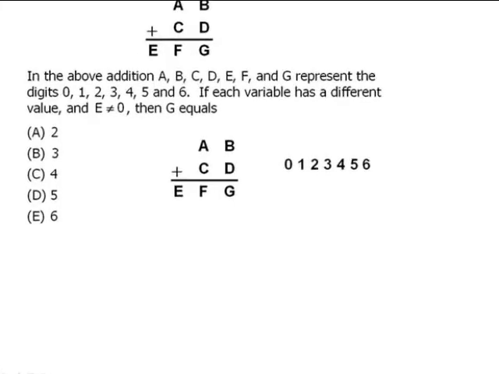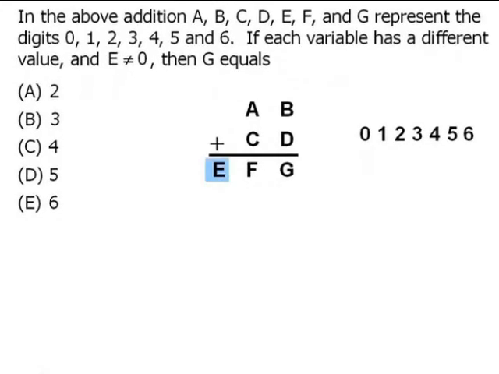All right, let's begin by finding the value of e. Since e does not equal 0, we know that e must equal 1. We know this because the sum of any two two-digit numbers can never be greater than 200.